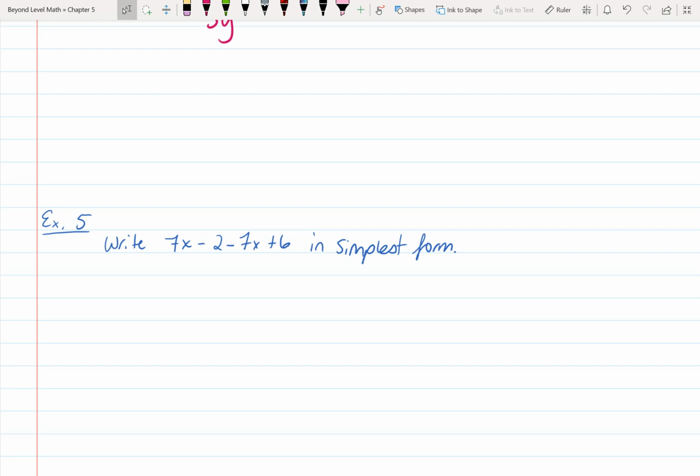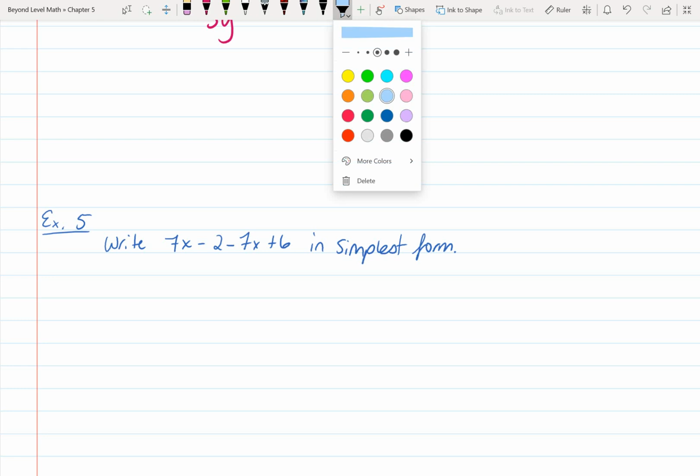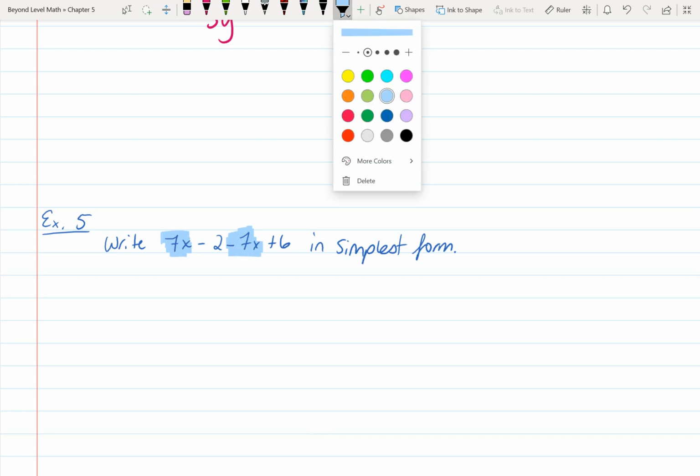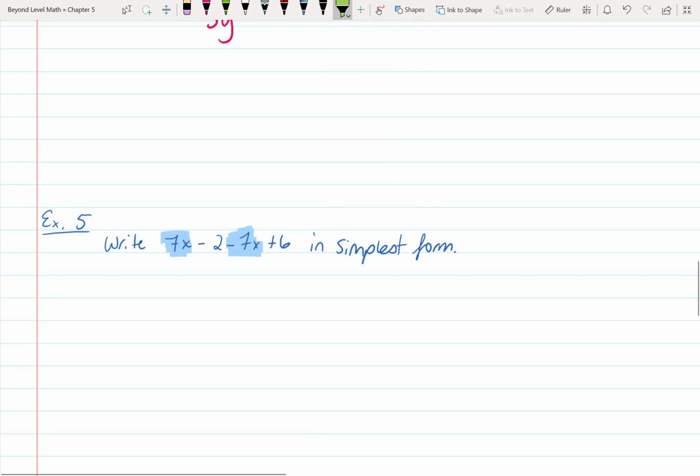So let's circle our like terms or highlight our like terms in whatever color. I'm going to highlight them, so I'll use this light blue. So I've got 7x and I've got negative 7x. And then my other set of like terms, I've got negative 2. I've got positive 6.